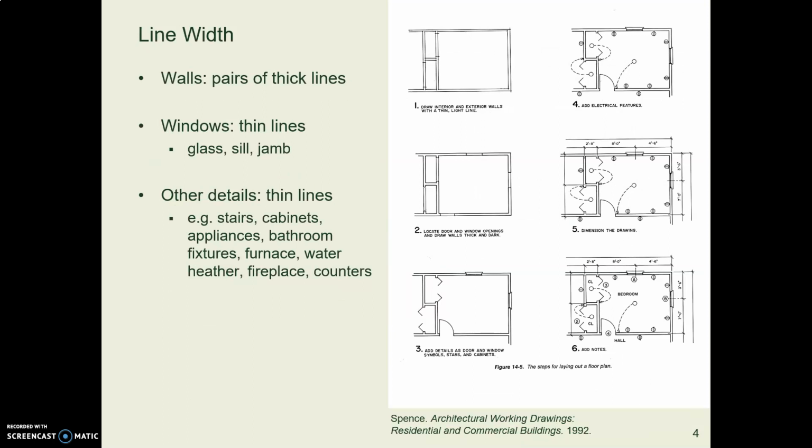When you draw walls in plan view, you use thick lines, and when we say thick, we actually mean 0.35. And when we draw windows, that is glazing, we use thin lines, and we use thin lines for a lot of other things too, like cabinetry and so forth.